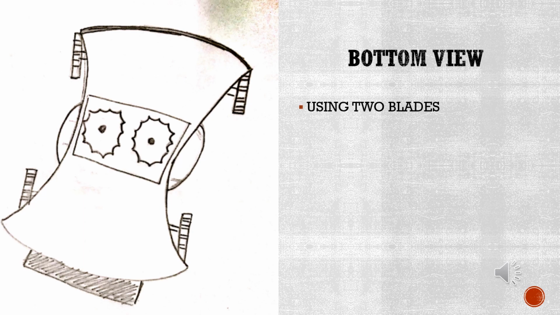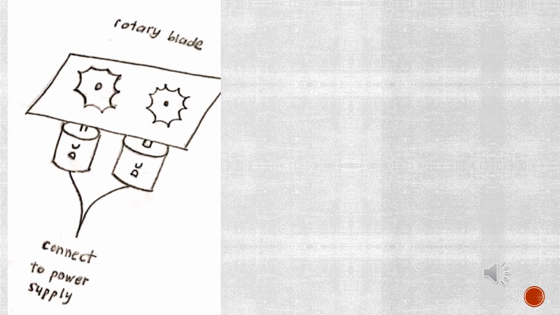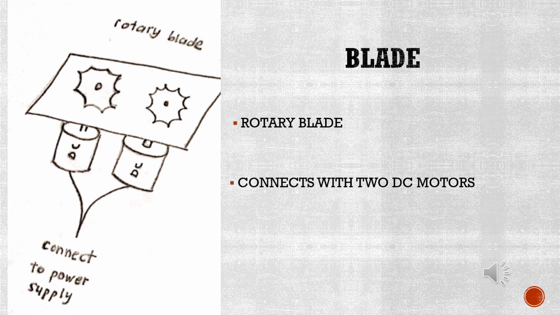From the bottom view, we can see that it uses 2 blades to complete the design, and all the bottom part is protected with a plastic cover. For the blades, rotary blades are used to cut the weeds and grass. Both blades are connected to a DC motor that connects to the power supply.